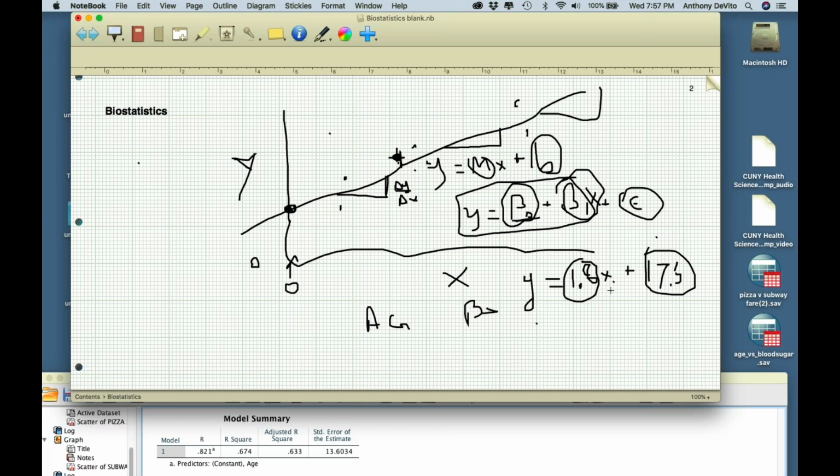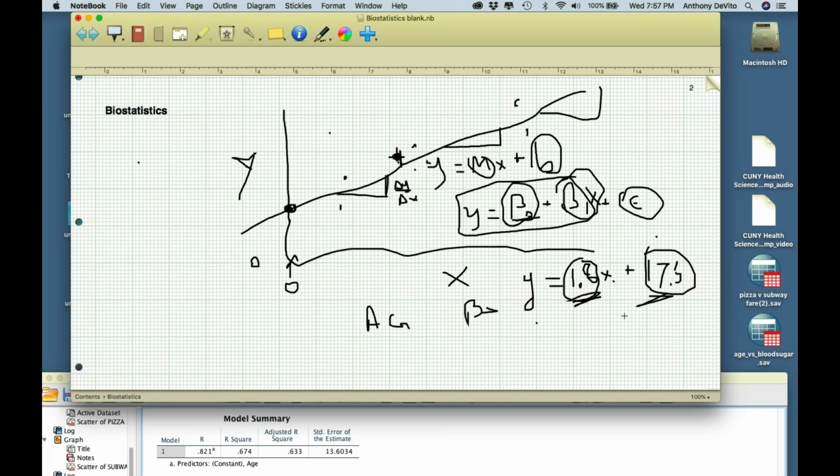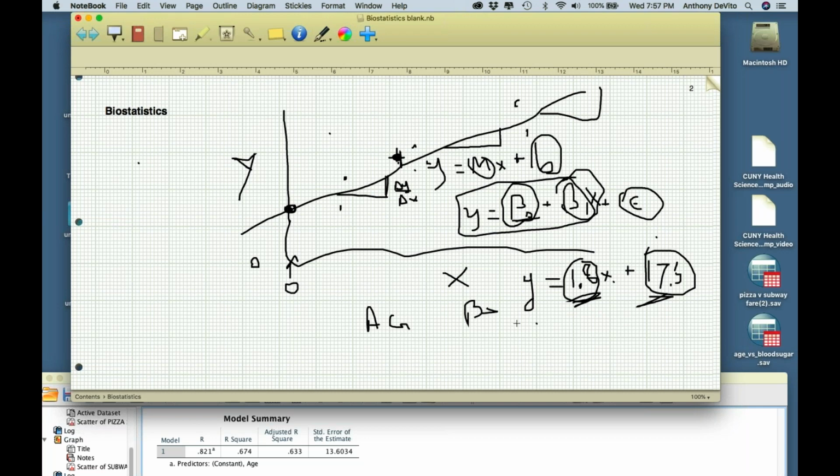The slope suggests that for every 10-year increase in age, you get an 18-point increase in blood sugar. For a 20-year increase in age, you get 20 times 1.8, a 36 point per deciliter increase in blood sugar. Again, remember to take this with a grain of salt in terms of its real applicability.